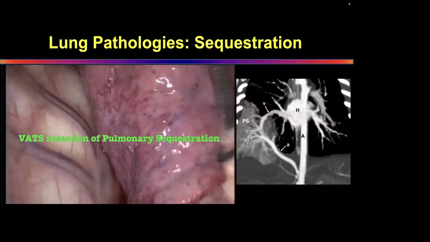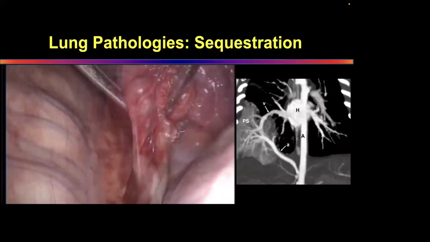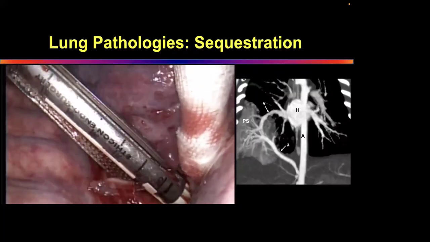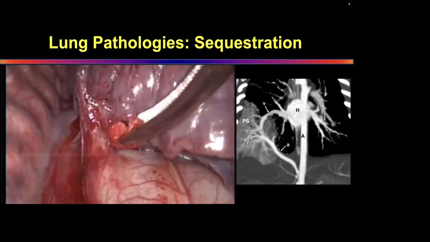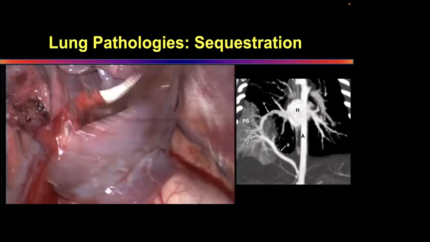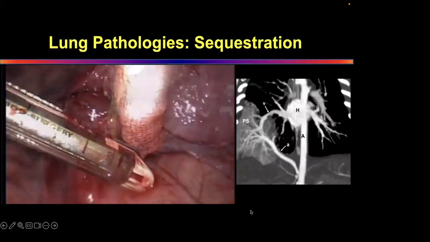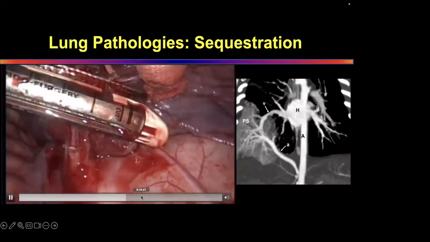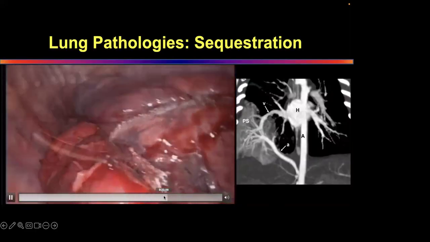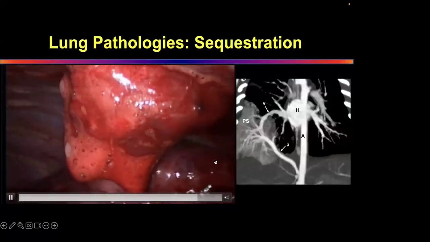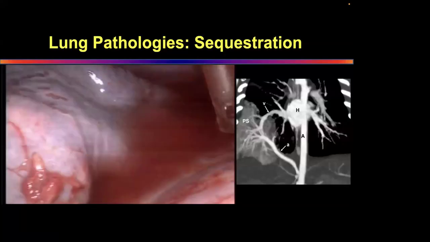This video shows a VATS resection of a pulmonary sequestration. This patient has abnormal arterial supply coming from the aorta. So this arterial feeder was stapled and the vein was isolated and divided by stapler, and then the abnormal lung was resected by staplers, and the specimen was delivered through the VATS port.